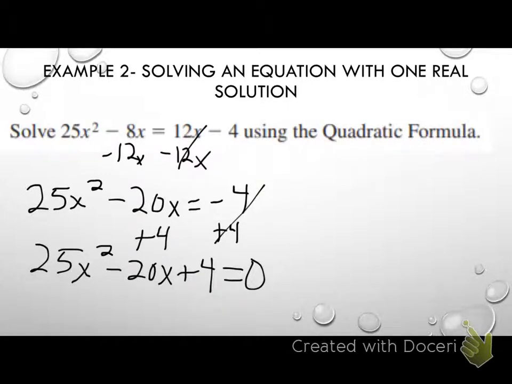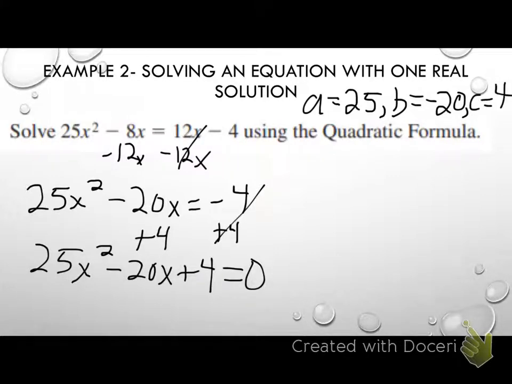Is that now in the form? Yes, it is. So, since it's in that form, I can go ahead and identify a, b, and c, and then plug into my quadratic formula. So in this case, what's my a value? The number times x squared. 25. What's my b value? The number times x. Negative 20. And my c value, my constant, positive 4. We okay with that?